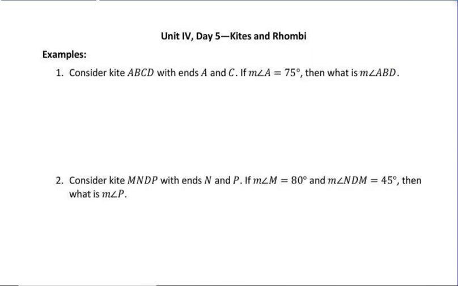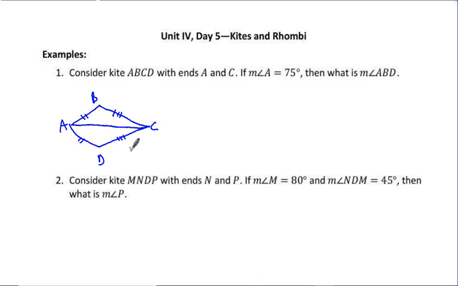Let's take a look at some examples where we will apply these theorems. Consider kite ABCD with ends A and C. Before I continue, I want to draw that picture. So here is a kite A, B, C, D, and I listed it that way specifically because it said the ends were A and C. So I can draw that symmetry line right now through A and C. And I know that these sides are congruent, BC and CD as well.